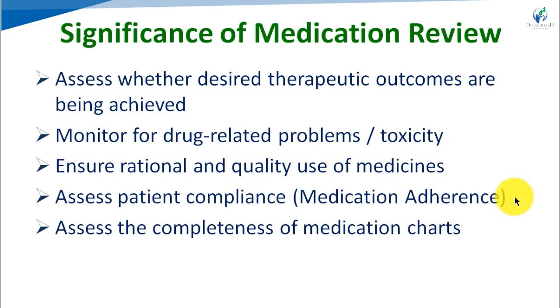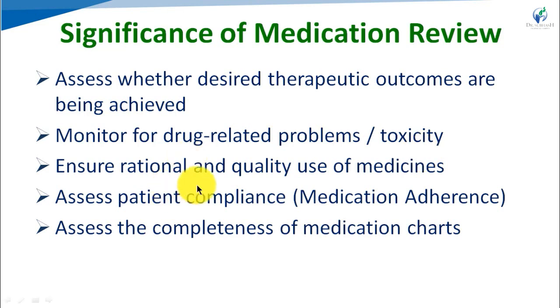Then significance of medication review: to assess whether desired therapeutic outcomes are being achieved or not. Then to monitor for drug related problems, अगर ड्रग के रिलेटेड कोई प्रॉब्लम या फिर टॉक्सिसिटी आ रही है, so that can be identified by the medication review. मतलब कोई ड्रग अगर हमने पेशेंट को दी है and then afterwards if he is having a problem related to it, or if the drug is giving any type of toxicity or toxic effect to the patient, then we can understand from the medication review about this.